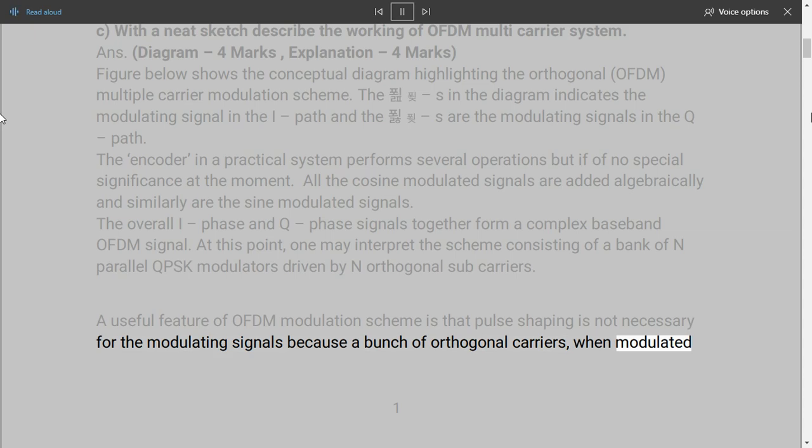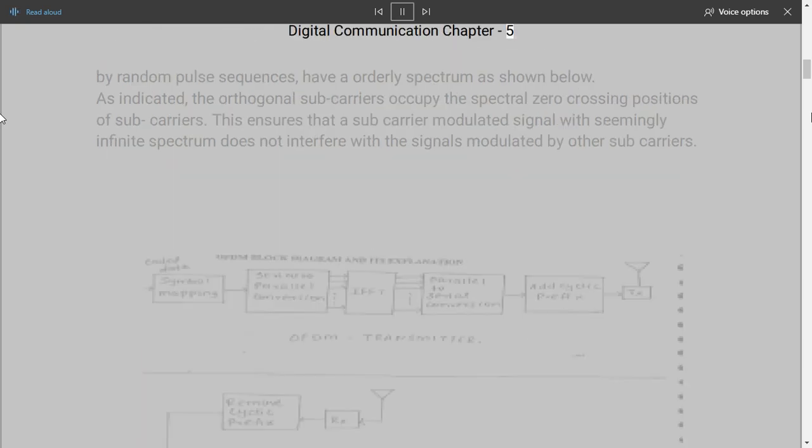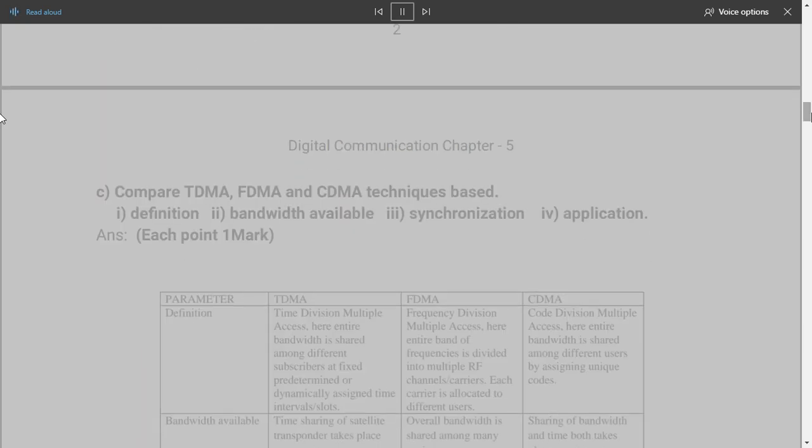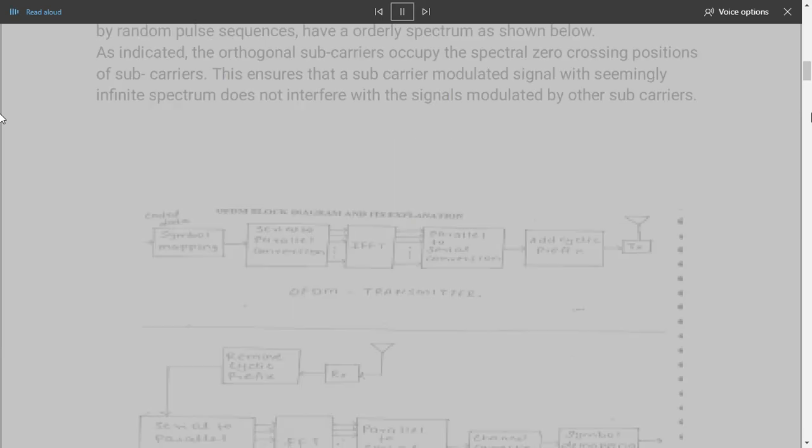Digital Communication Chapter 5. By random pulse sequences, have an orderly spectrum as shown below. As indicated, the orthogonal subcarriers occupy the spectral zero crossing positions of other subcarriers. This ensures that a subcarrier modulated signal with seemingly infinite spectrum does not interfere with the signals modulated by other subcarriers.